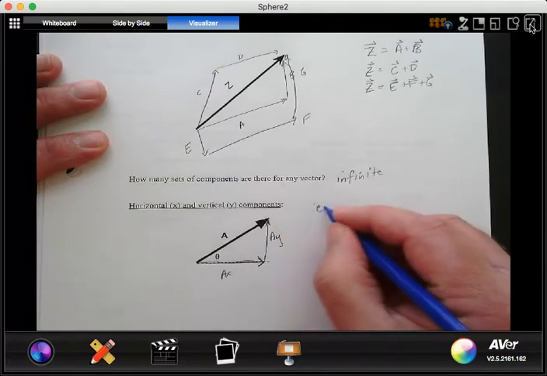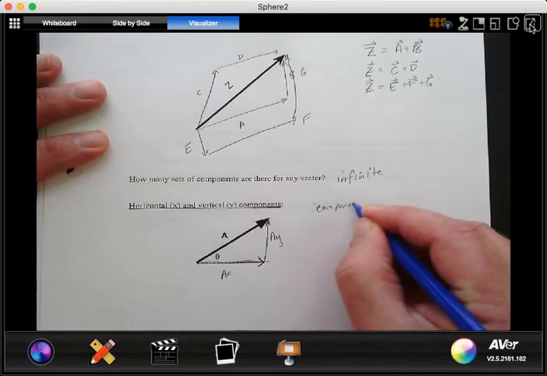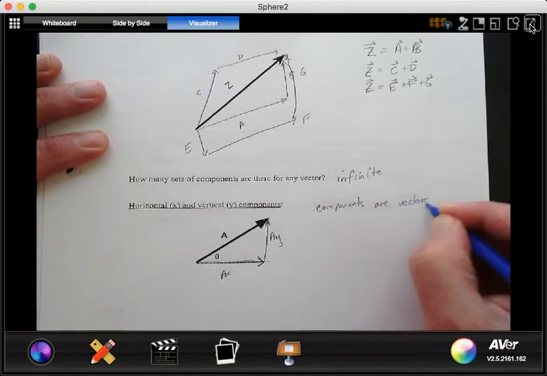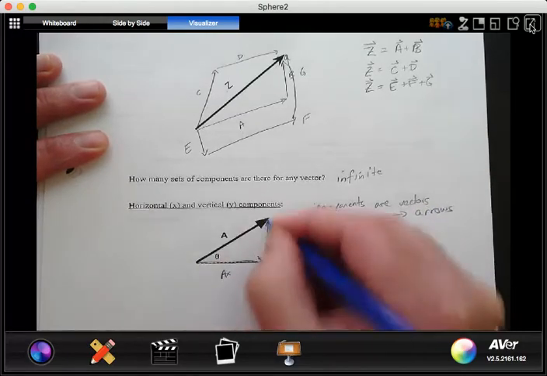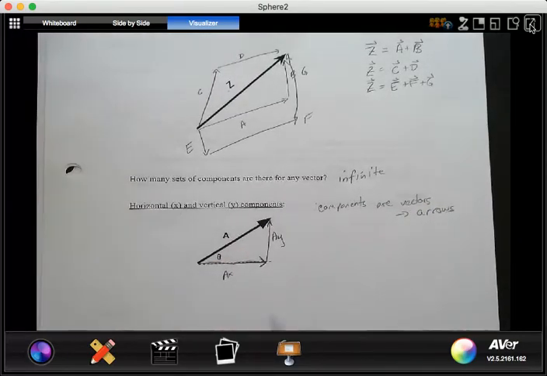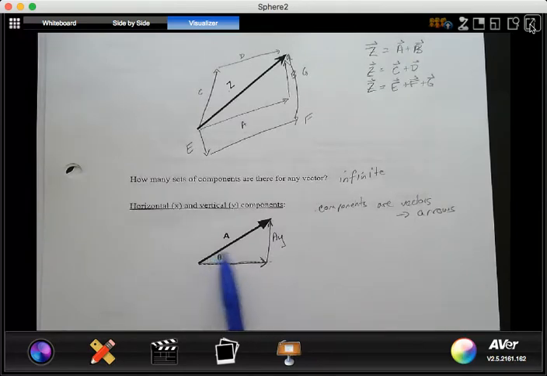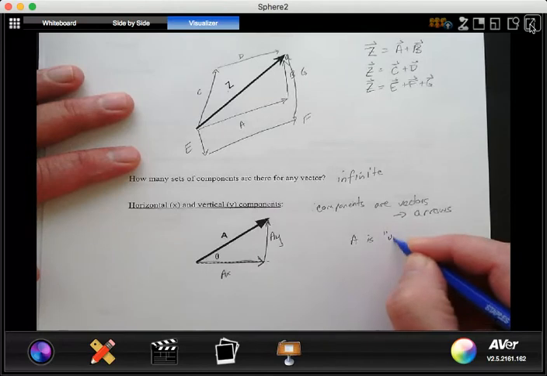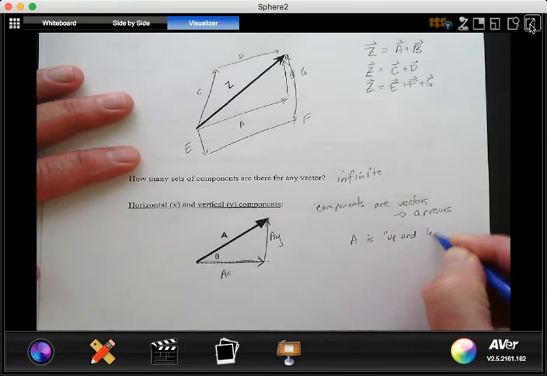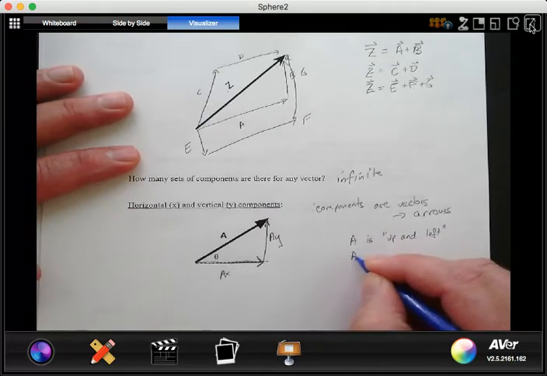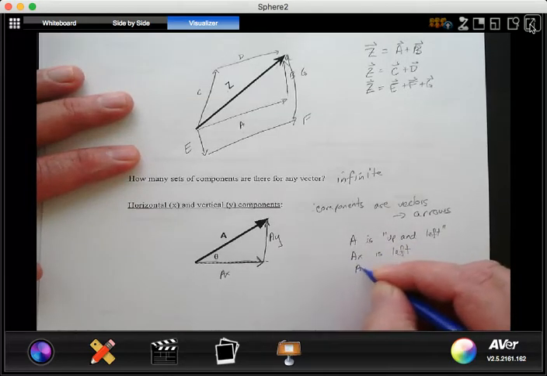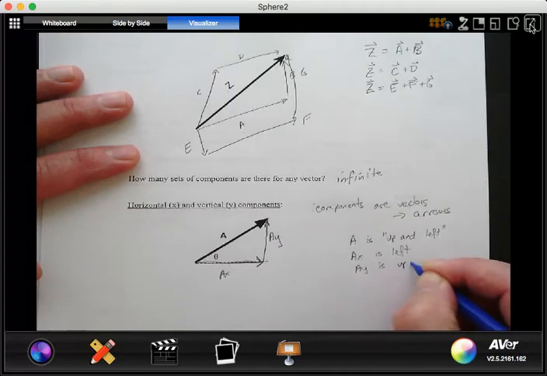Remember, components are vectors, so you have to draw them as arrows. I can't just draw a line there and a line there. I have to have an arrow, and they have to point the right way. Since A is up and left, AX is to the left, and AY is up.